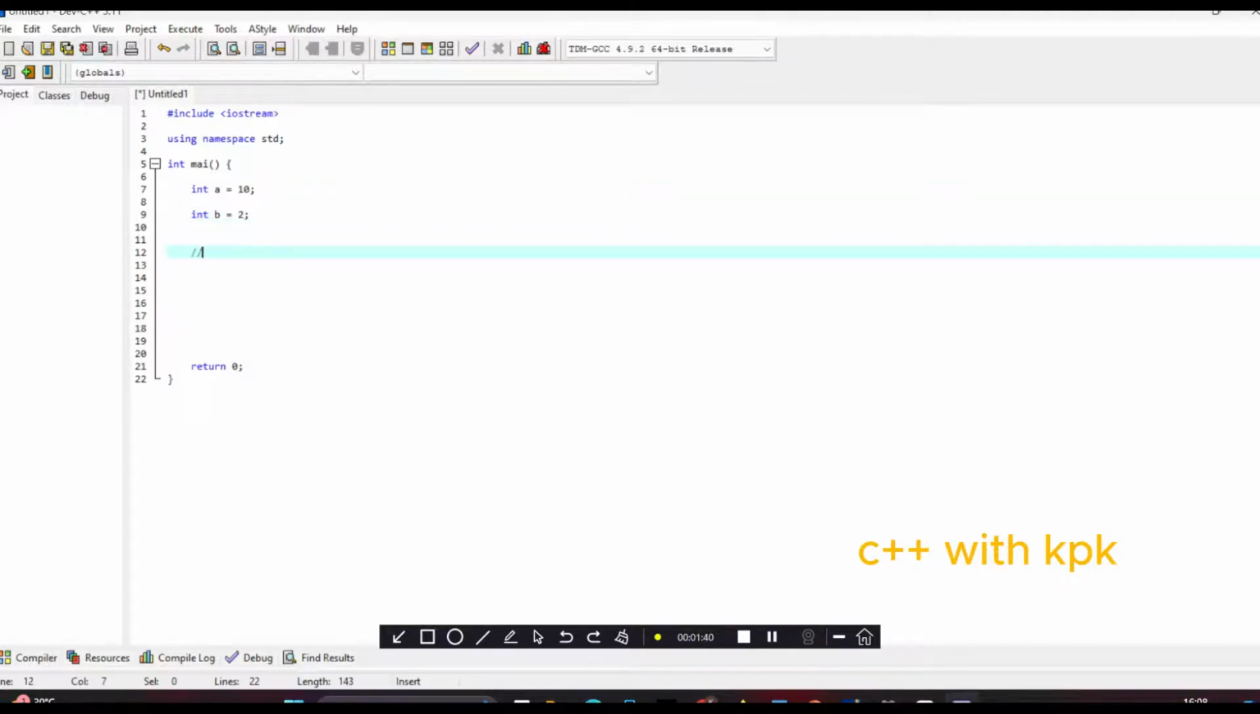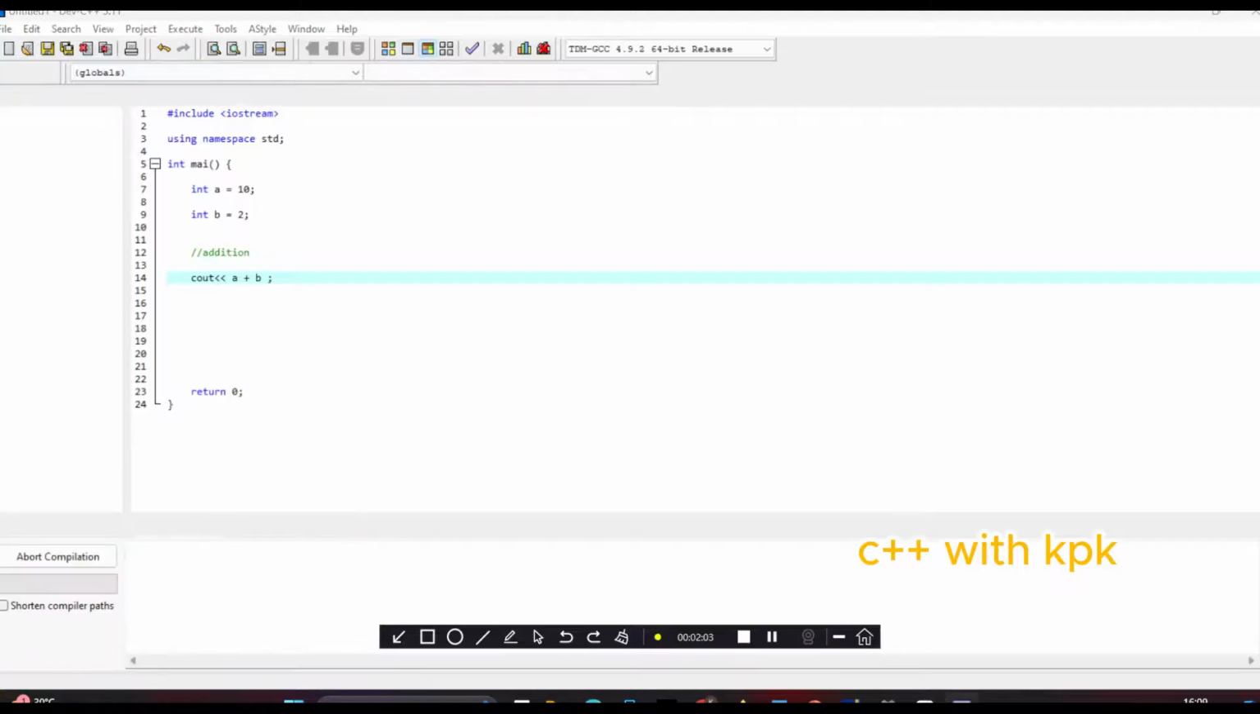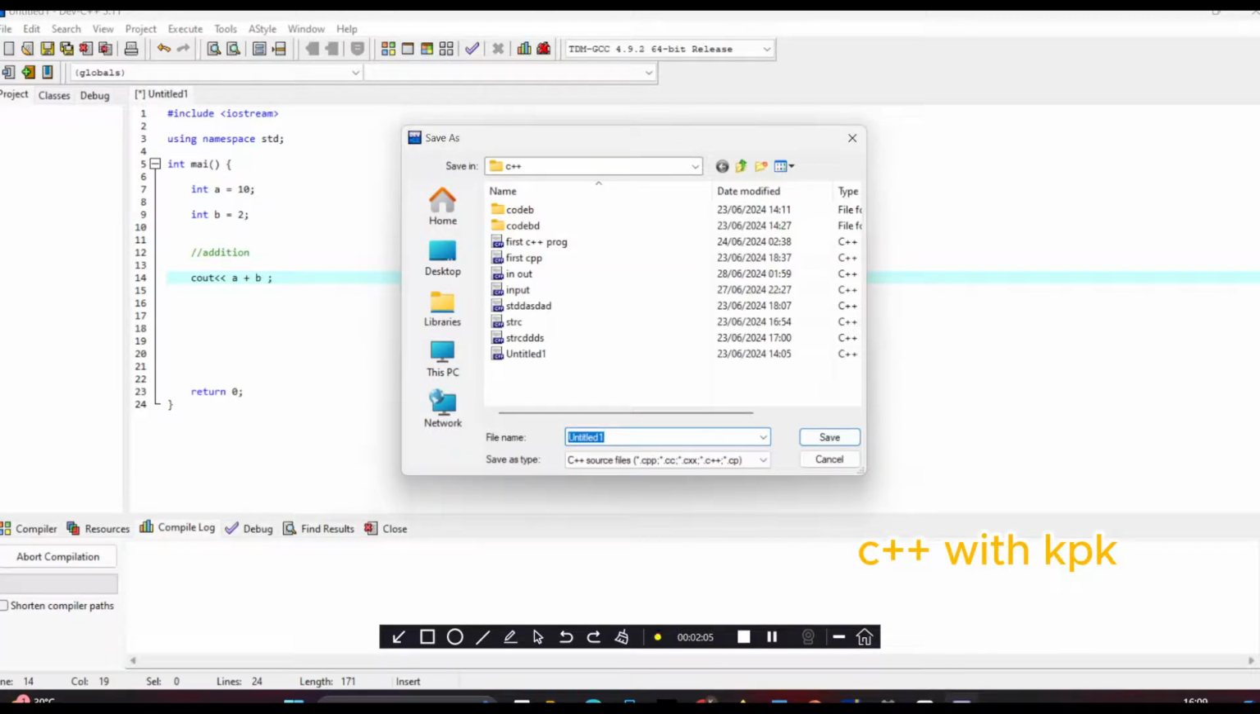So let's comment this. Let's say addition. So let's try something about addition. Basically, we say that the plus sign is used for addition. So let's add A to B. Let's declare another variable, let's say C, equals A plus B. See what happens.